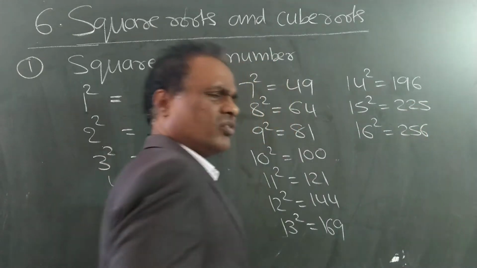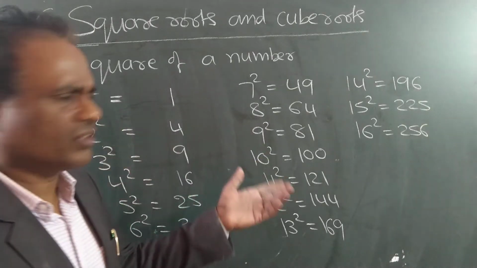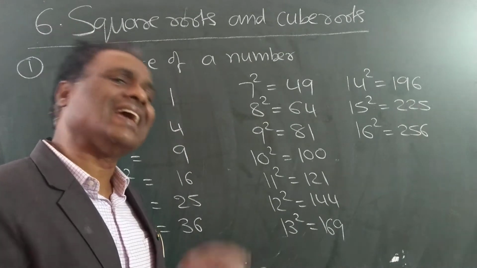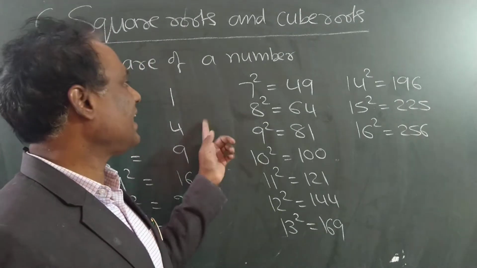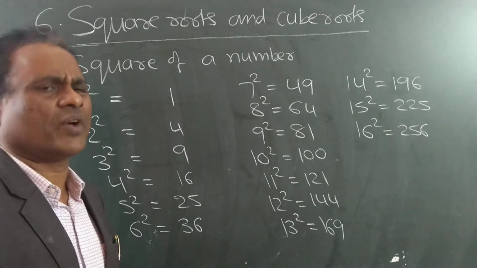Like this, square of a number. Square means the same number multiplied 2 times. 8 square means what? 8 into 8. 8 into 8 is 64. Like that. So these are the squares. You know already.